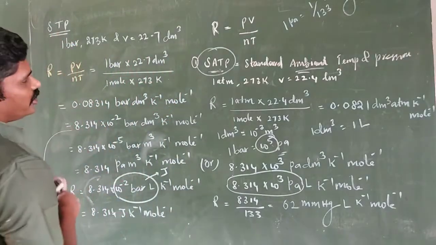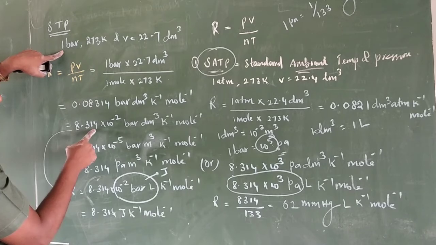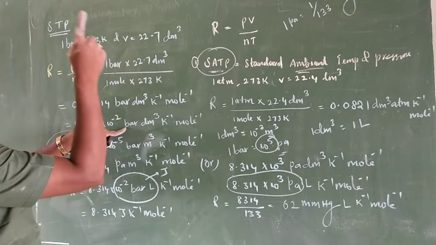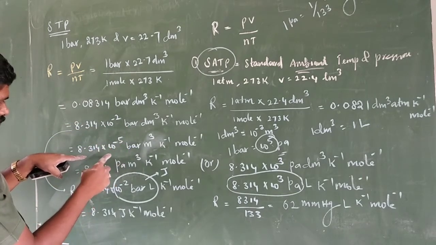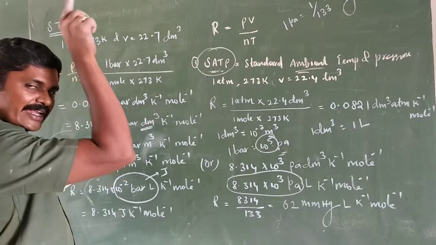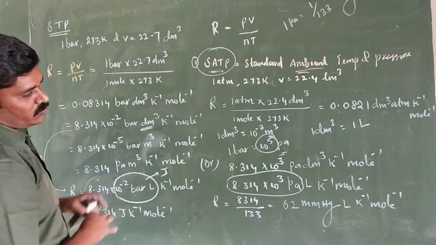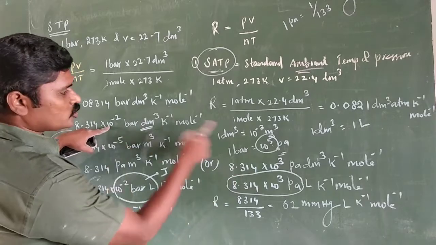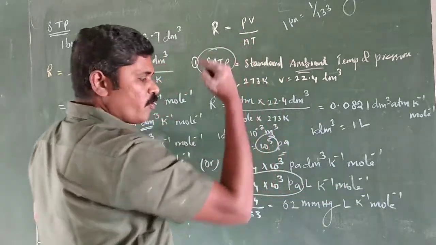In STP condition, 1 bar, we get 8.314 into 10 power minus 2 bar decimeter cube Kelvin inverse mole inverse. 1 bar is equal to 10 power 5 Pascal, and 1 decimeter cube is equal to 10 power minus 3 meter cube, so we get 10 power minus 5 bar meter cube Kelvin inverse mole inverse. Converting, 8.314 into 10 power 3 Pascal decimeter cube Kelvin inverse mole inverse.